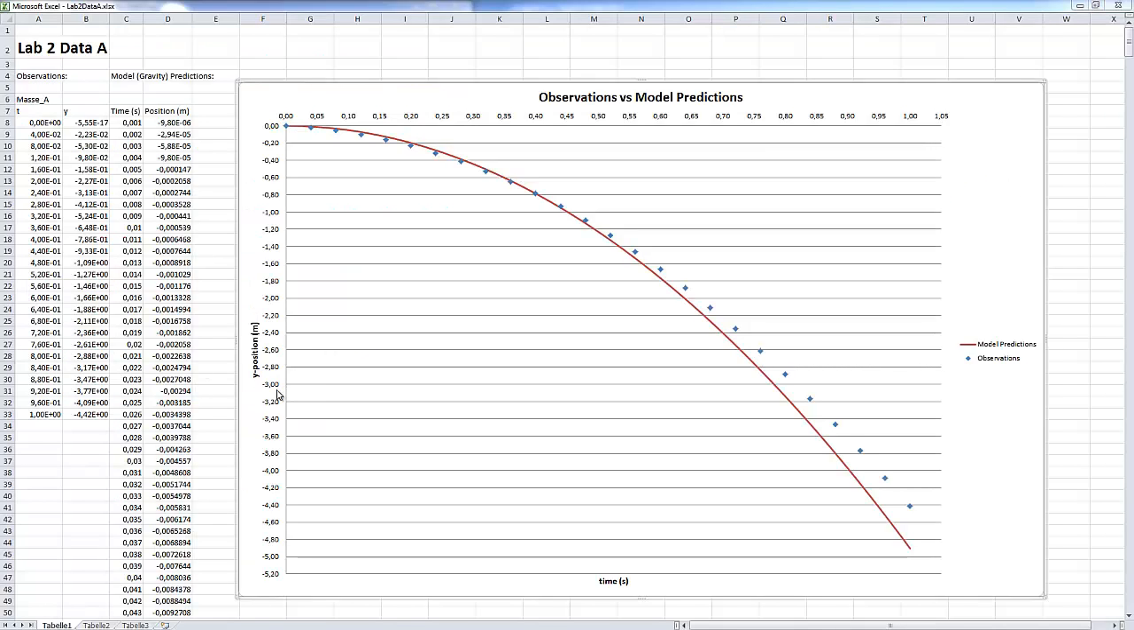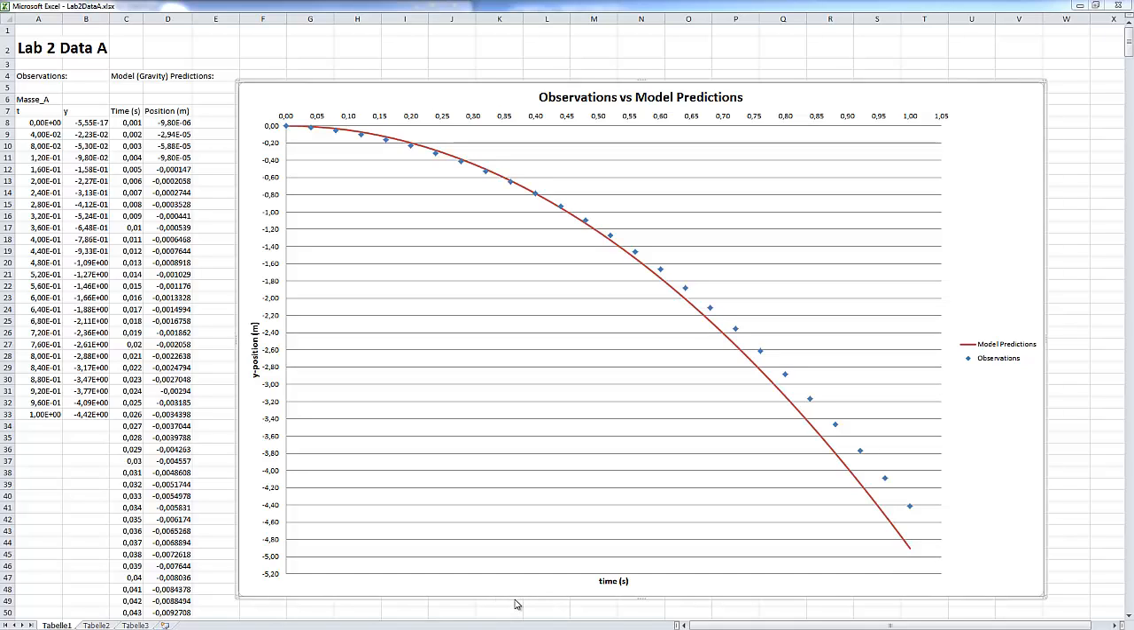This graph now shows the model predictions and the observations of the experiment. The x-axis corresponds to the elapsed time and the y-axis to the position of the piece of wood. The red line represents the model predictions and the blue dots the observations from the experiment.